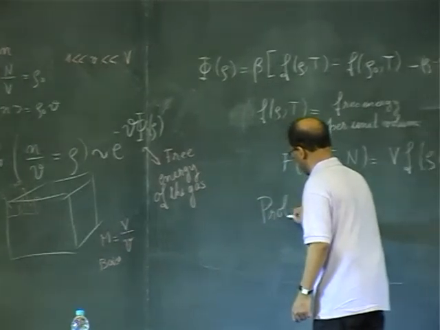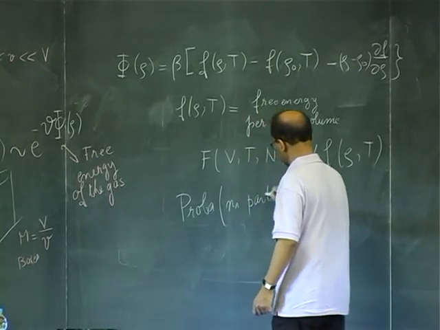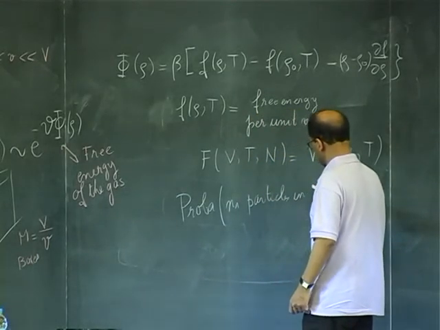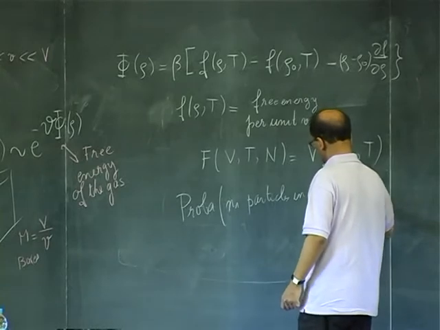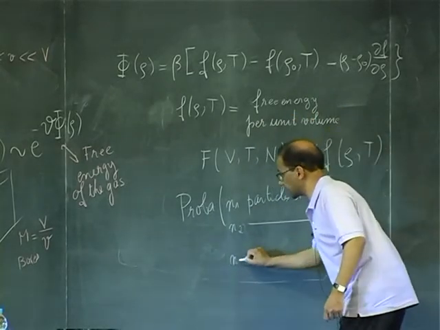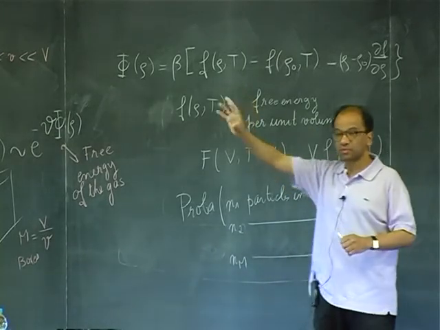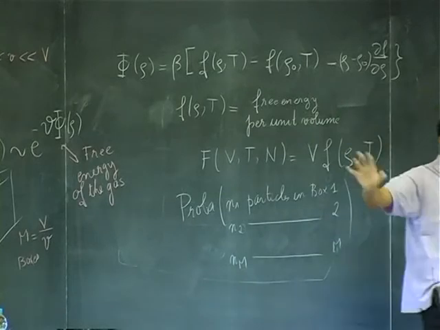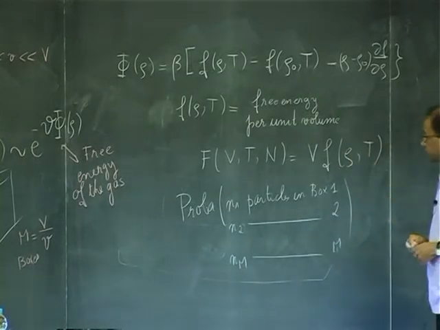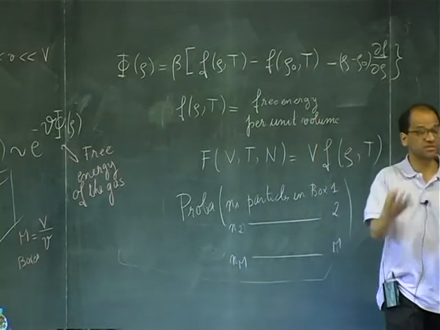So the probability of having N1 particles in box 1, N2 particles in box 2, and NM particles in the last box. So I put boxes of 1 liter everywhere, and I want to calculate this probability. Of course, I don't really want to calculate this probability. I prefer to talk about densities.